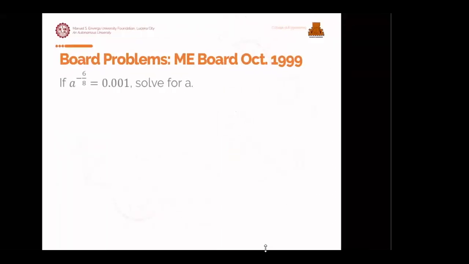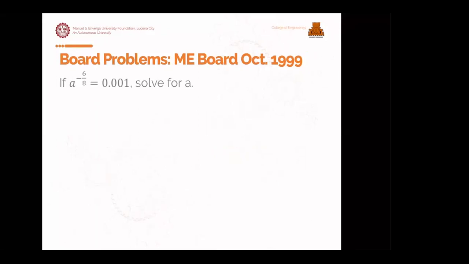Okay? Next, the ME board, 1999. So, medyo mga matatanda yung kinukuha ko, no? Pero you have to bear in mind na sa board exam, included pa din yan, kasi nira-randomize ng computer yung lahat ng input na ginamit na board exam before. Okay? Kaya, although matatagal na yung mga references, at least we have a practice, no?